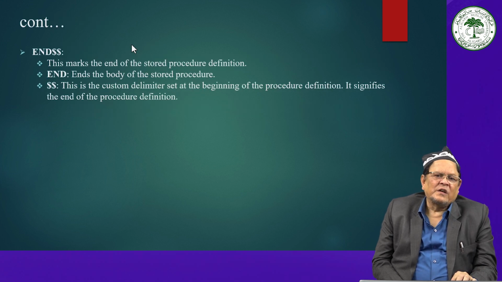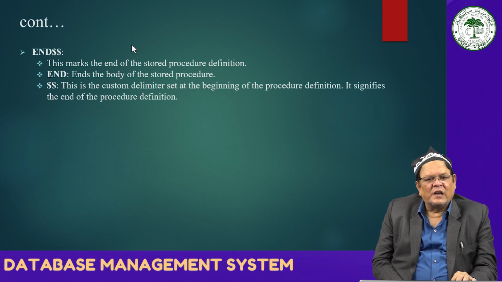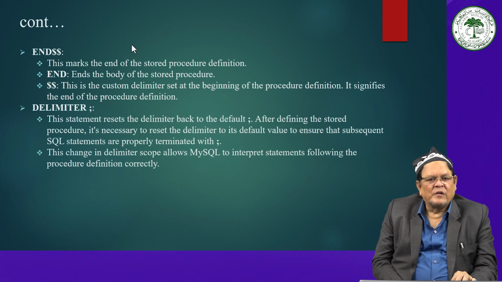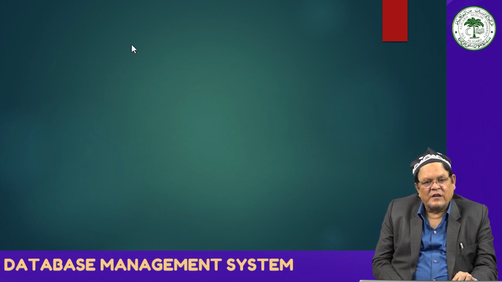In continuation, in the program, I write end double dollar. This marks the end of the stored procedure definition. End is the end of the body of a stored procedure. Double dollar is a custom delimiter set at the beginning of the procedure definition. It signifies the end of the procedure definition. So the delimiter we have to use for the end of this. What is delimiter? I have given. This statement resets the delimiter back to the default, so SQL statements are properly terminated with semicolon. This change in delimiter scope allows MySQL to interpret a statement following the procedure definition correctly. So we have to use semicolon.